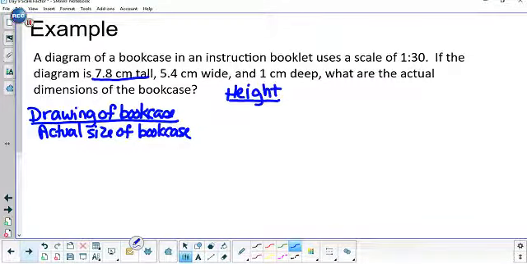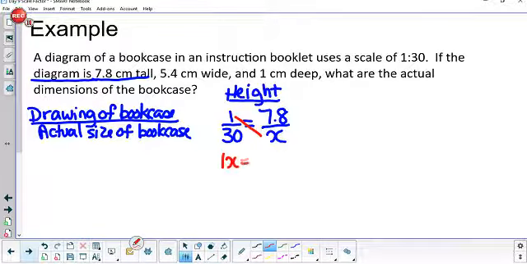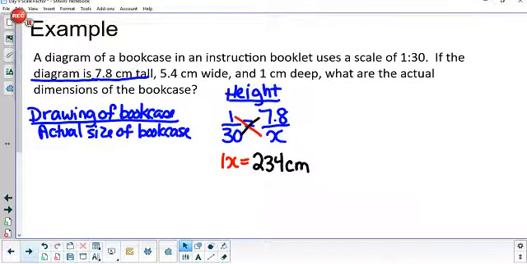The height is 7.8 centimeters tall. The scale is 1 to 30, and it tells us the diagram is 7.8 centimeters. The diagram is the drawing. We want to know the actual height. 1 times x is 1x. 30 times 7.8 is 234. And it's in centimeters. So there's the actual height.